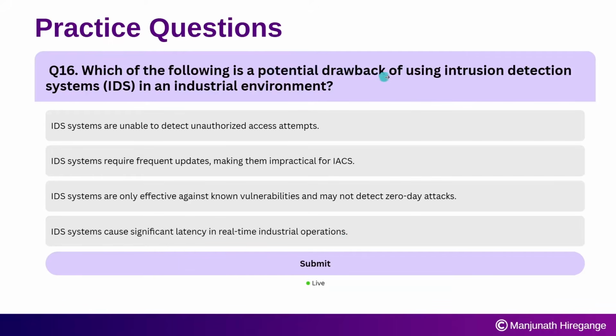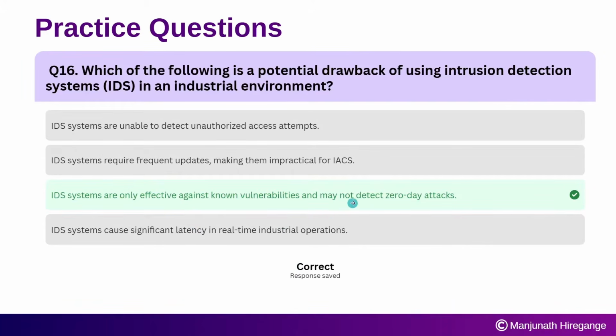So, the question is about a potential drawback. You can see which of these is a potential drawback of IDS. So the answer is IDS systems are only effective against known vulnerabilities. That means IDS systems typically detect attacks by comparing the network traffic against a database of known attack signatures, right? And zero-day attack means, since these IDS depend on predefined signatures, they may fail to identify any zero-day attacks for which no signature exists.